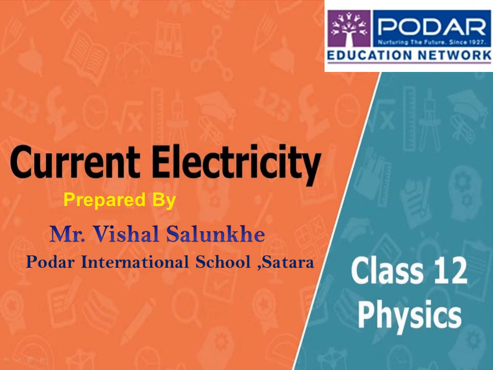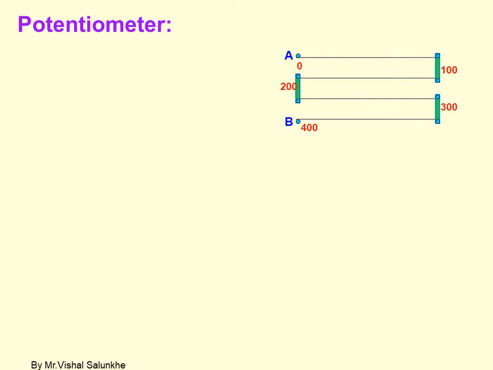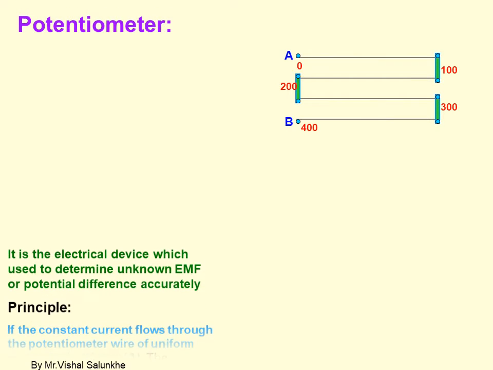Hi students, last lecture we have seen applications of electric current, that is Wheatstone's bridge and meter bridge and its uses with numerical. So today in this period we are going to learn about the next application of the electric current, potentiometer. So what is potentiometer? We'll explain in brief.